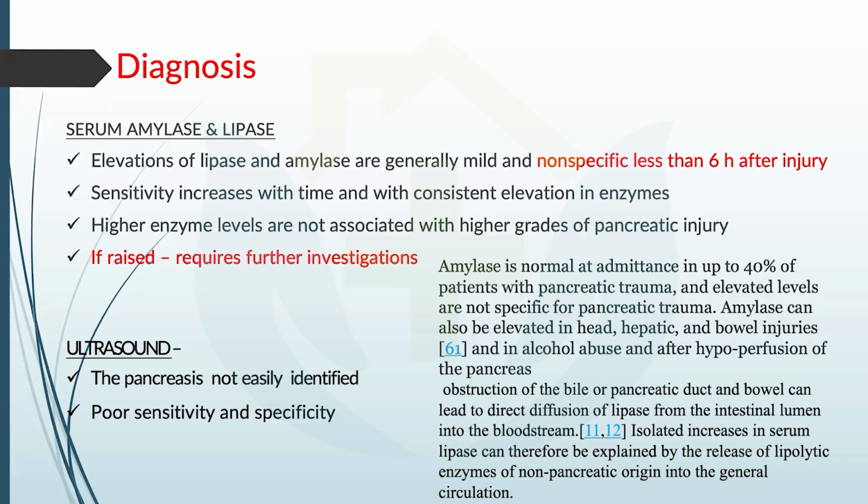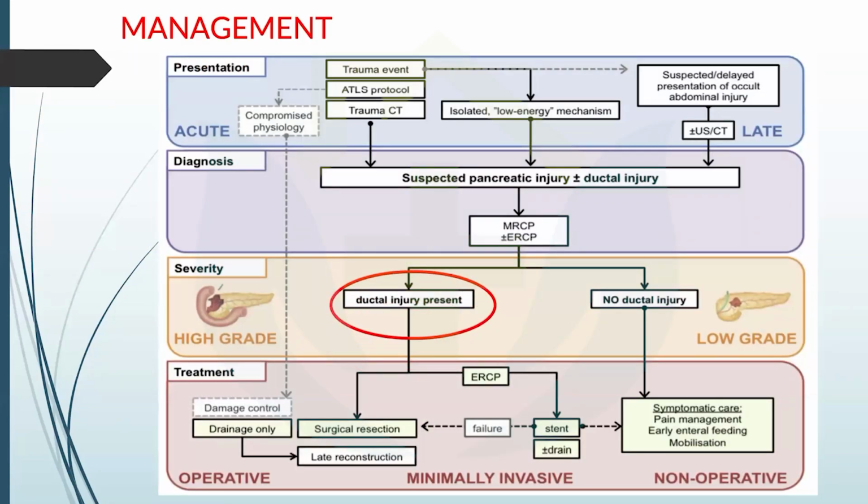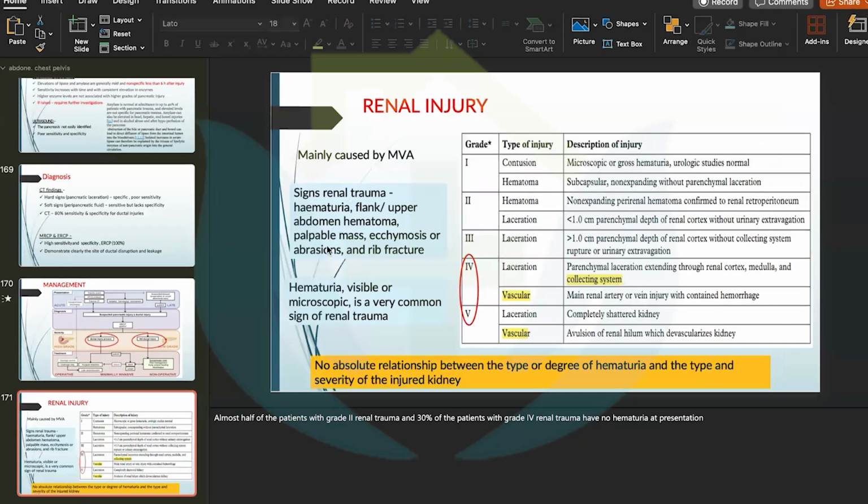If you get amylase and lipase elevated, especially after 24 hours, it suggests pancreatic trauma, because within 24 hours it is definitely non-specific. After that, if it is elevated, it indicates there is severe traumatic pancreatitis. You might need to go for open surgery and pancreatectomy. So that is all about the intra-abdominal hollow organ injury.